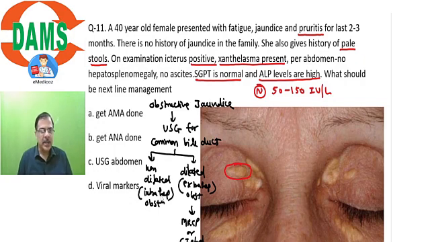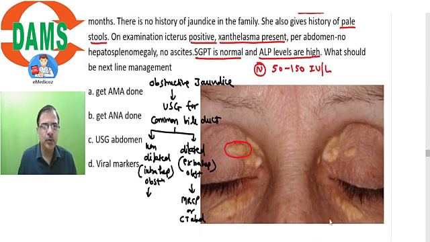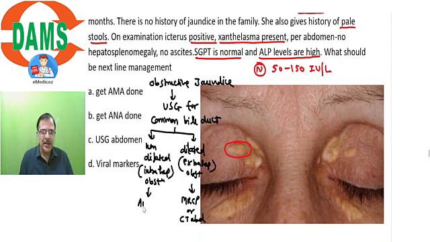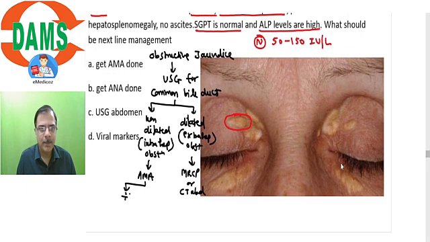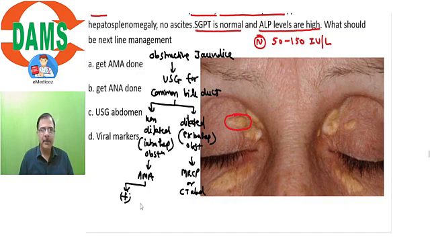While in intrahepatic obstruction, there will be two important causes. One is primary biliary cholangitis and second is primary sclerosing cholangitis. So you go for an anti-mitochondrial antibody. If these antibodies are positive, this is more suggestive of primary biliary cholangitis. While AMA negative is more suggestive of primary sclerosing cholangitis.